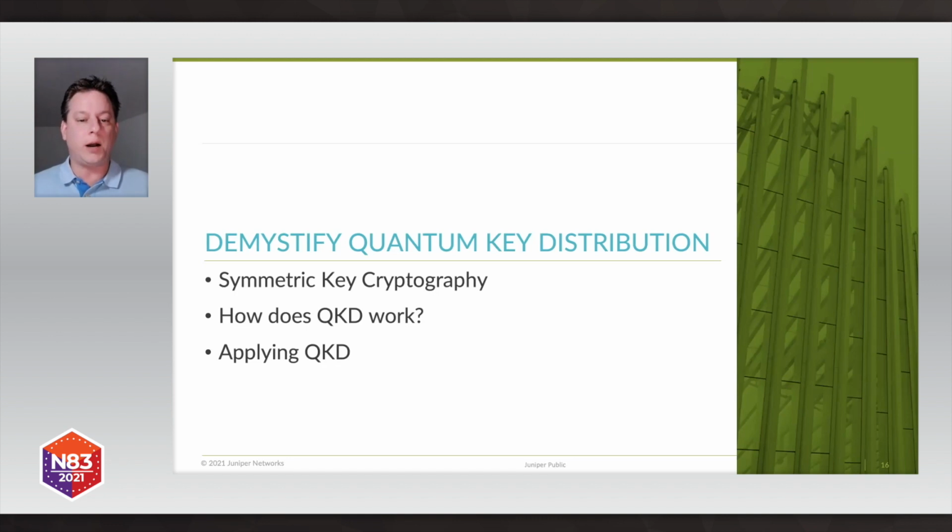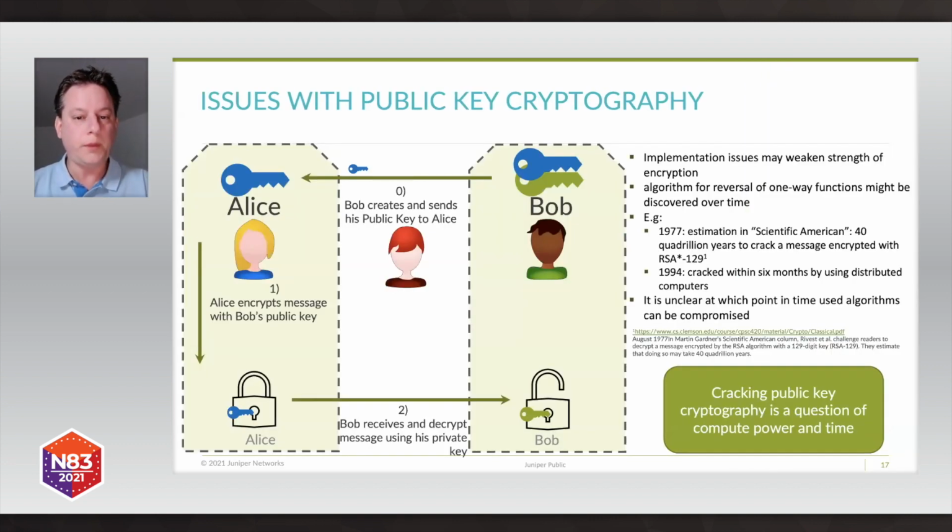So let's see how quantum key distribution works. How we use it in symmetric key cryptography, how QKD works, and how we can make it applicable in security mechanisms as we currently know it. The biggest issue, as I already mentioned, with public key cryptography is how Alice and Bob are going to agree and share their pre-shared key.